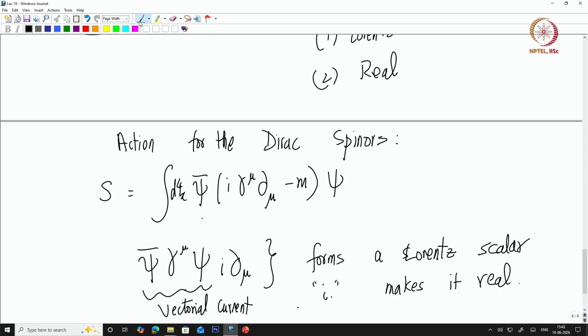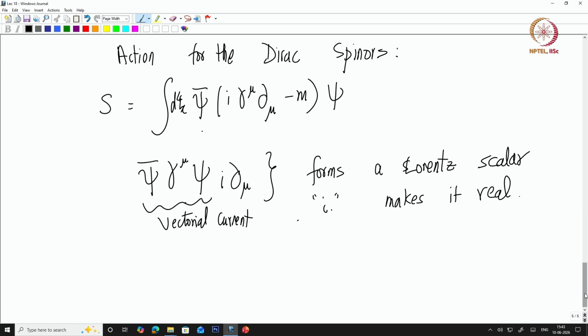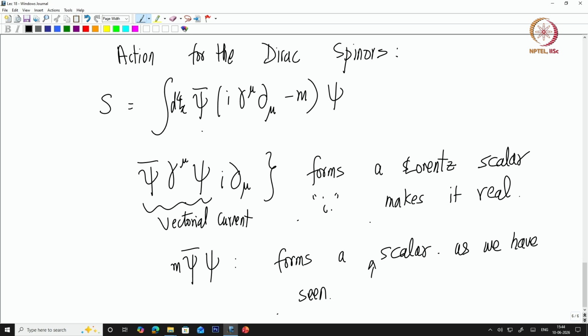So, the first term of the action is real, which is nothing but taking the vectorial current and adding a del mu. These two are sufficient for this one term. The second term, if the particle has a mass, I can write as m psi bar psi. I will tell you why psi bar psi also forms a scalar, as we have seen. I need to add an m in front of it. So, what I mean by it forming a Lorentz scalar essentially.